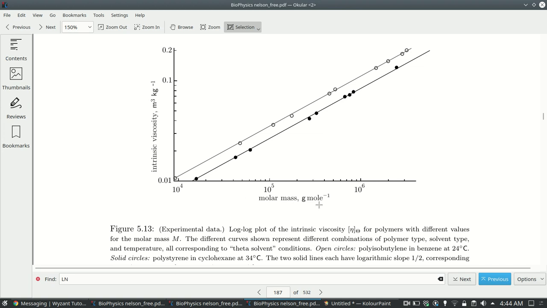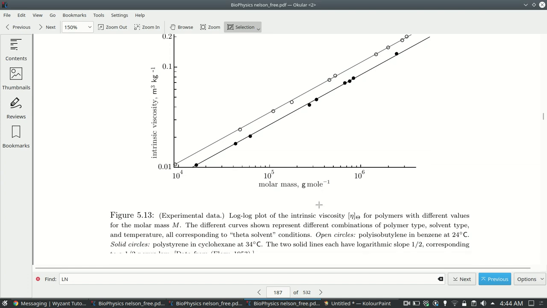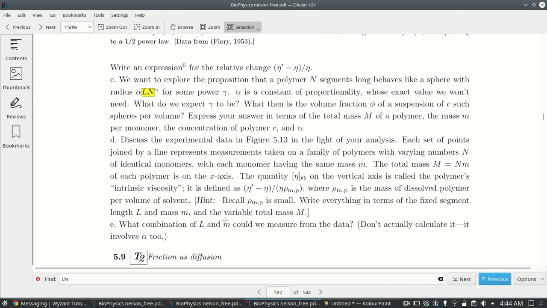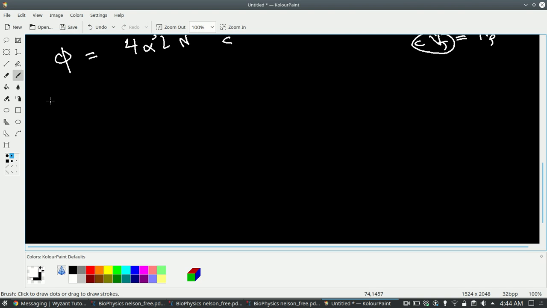All right, so the y-axis is volume over mass. As part of a discussion of the experimental data, let's figure out what this y-axis means. So eta prime minus eta over eta times rho. This is part D. So the y-axis equals eta prime minus eta over eta times rho.